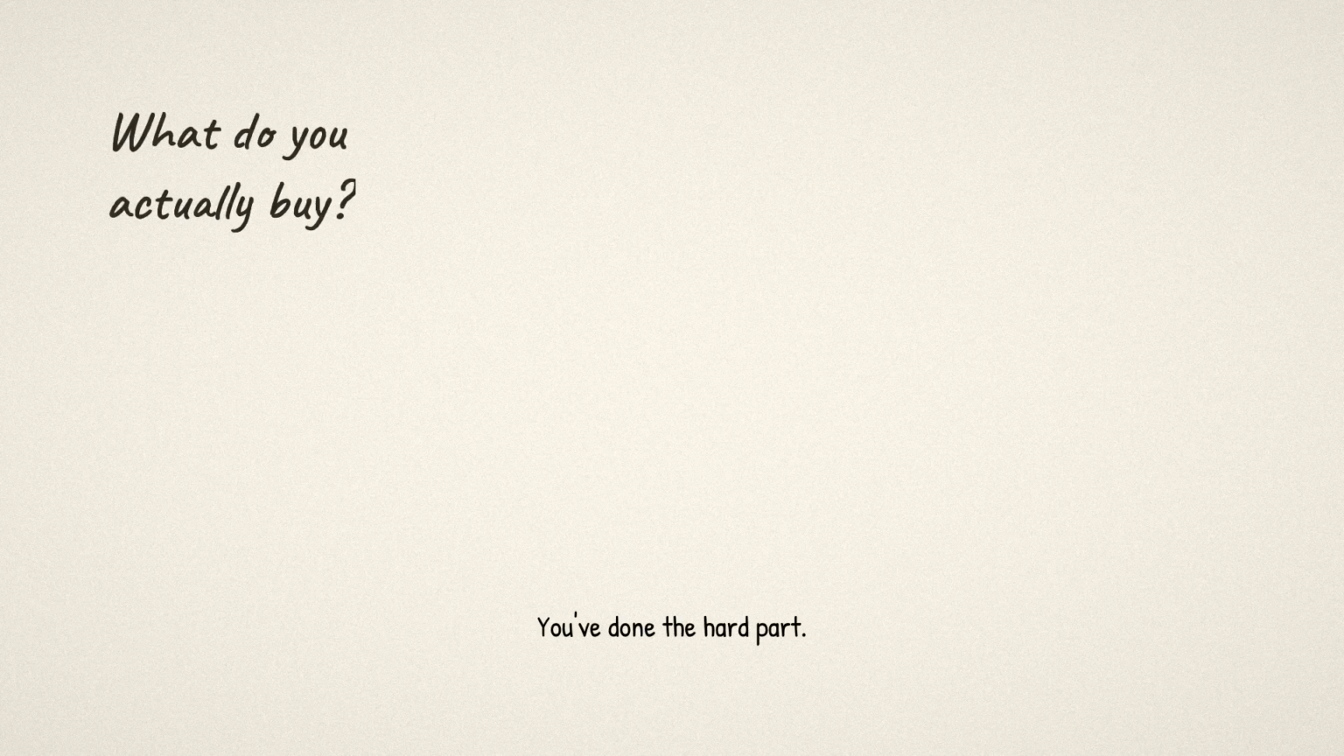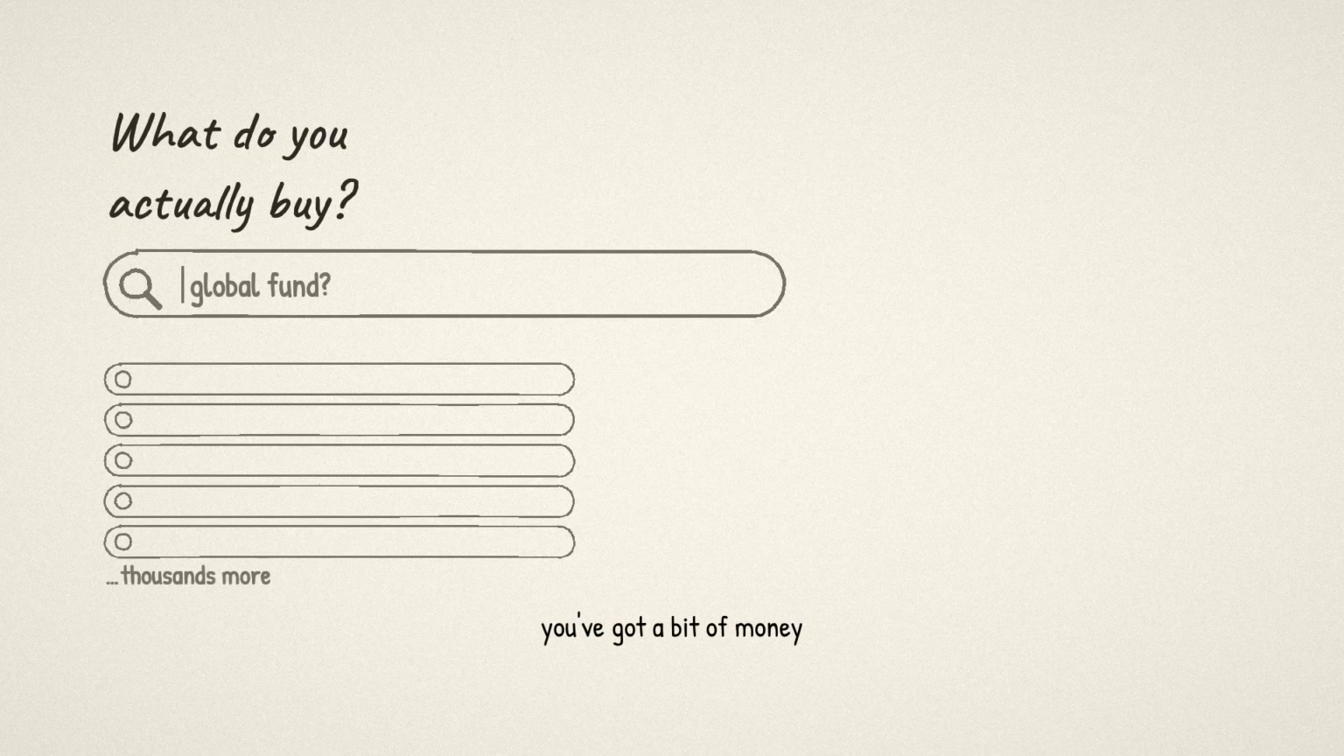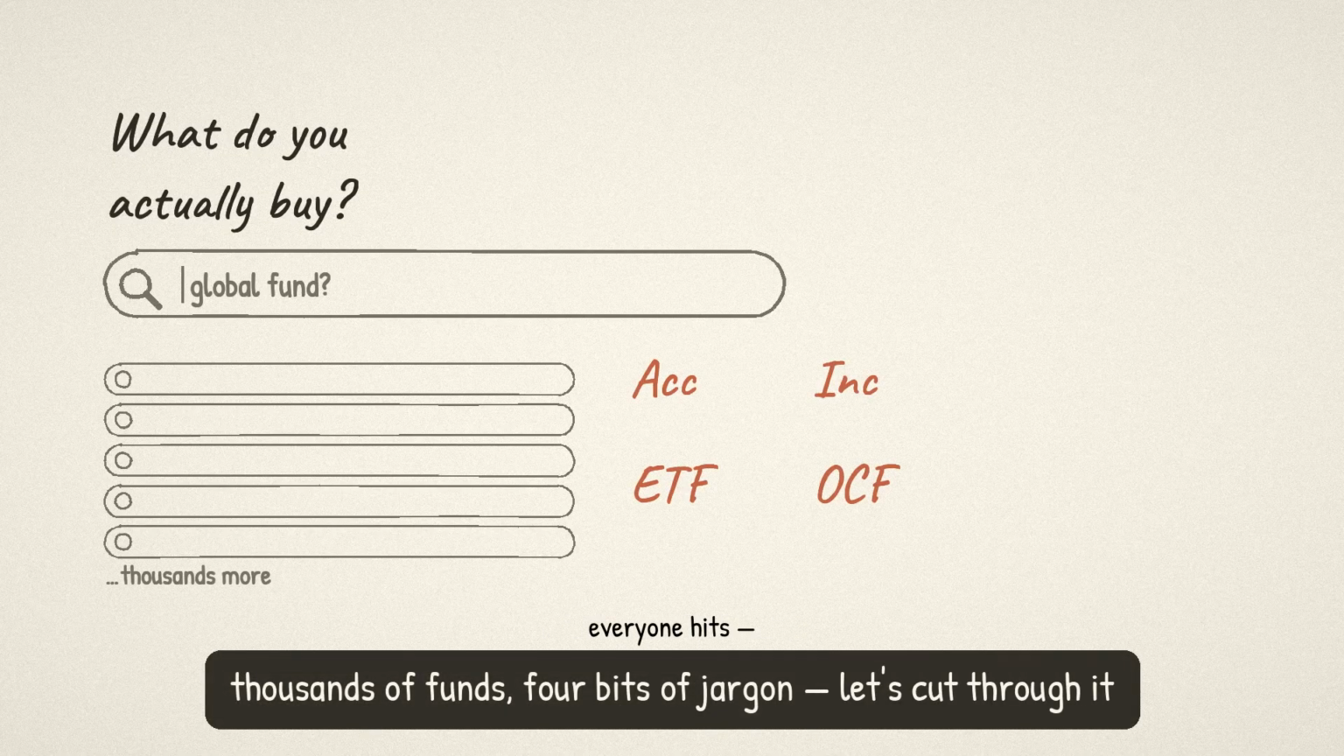You've done the hard part. You've opened a stocks and shares ISA, you've got a bit of money sitting in it, ready to go. And then you hit the wall. Everyone hits a search box, and literally thousands of funds to choose from. Names crammed with letters and jargon: ACC, Inc., ETF, OCF. It's paralyzing. So a lot of people just close the app and never actually buy anything.